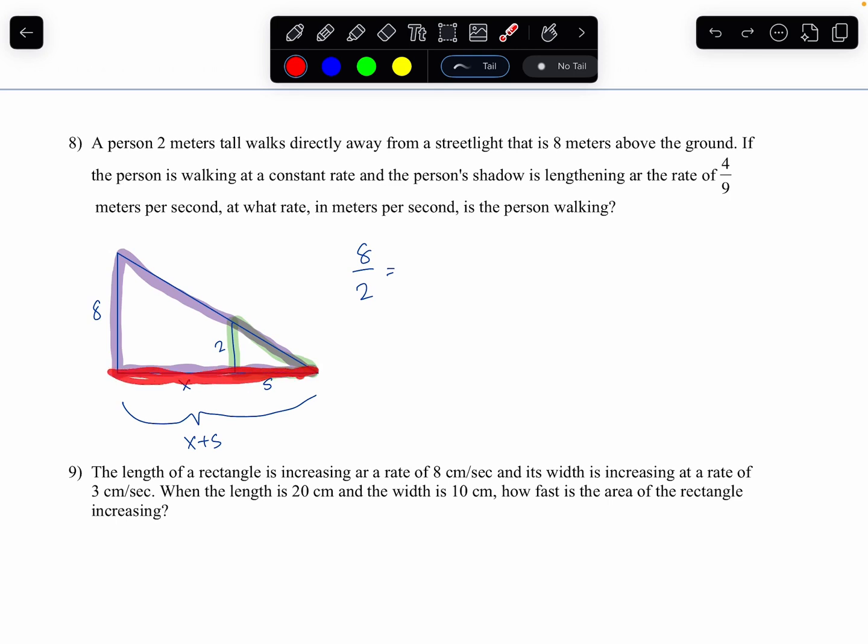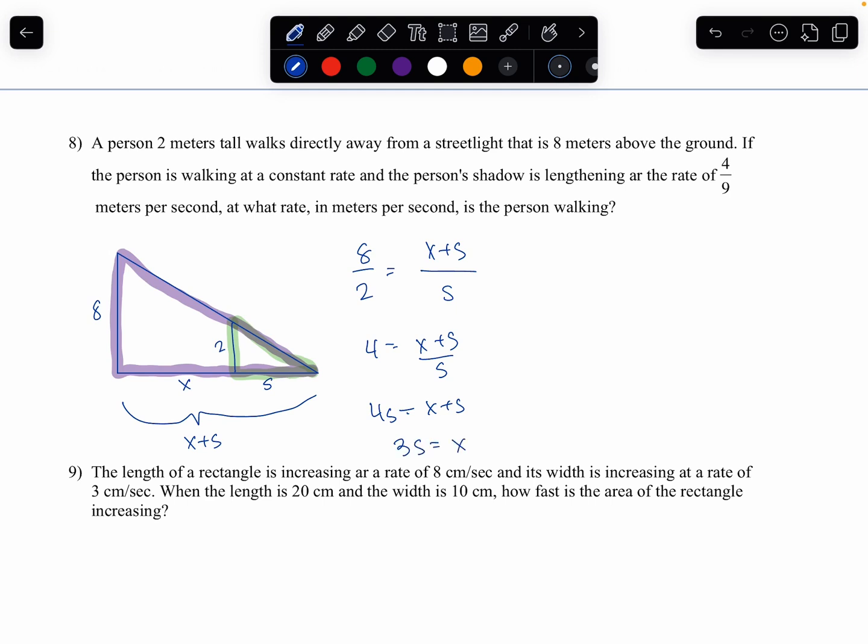So the base of the larger triangle, which is x plus s, divided by the base of the smaller triangle is going to be the same ratio as the heights. That's basically what we just set up here, that they're proportional to each other. So this right here is going to be 4 is equal to (x plus s) over s. That means 4s is equal to x plus s, which means 3s is equal to x.